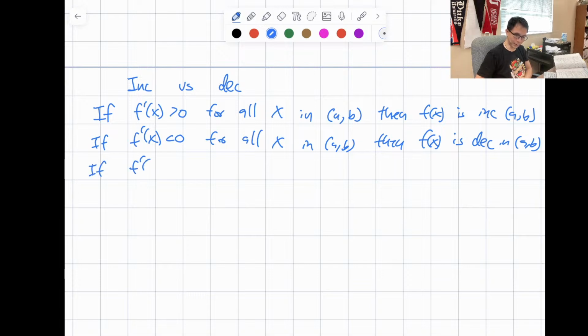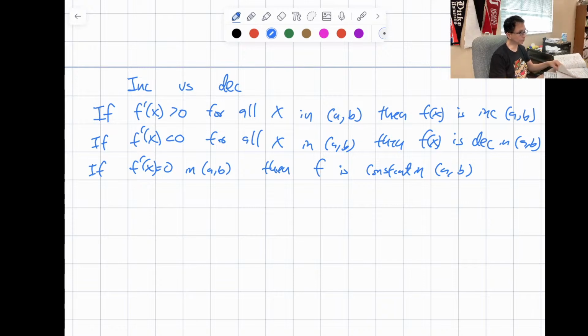If f prime of x is equal to 0, then f is constant, which is a horizontal line or horizontal slope. Is that okay?